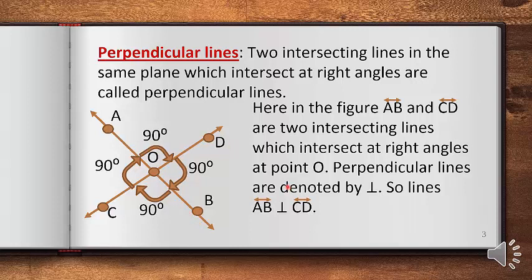Such perpendicular lines are denoted by the perpendicular symbol. This is the notation for perpendicular lines. So we write perpendicular lines as AB perpendicular to CD. AB is perpendicular to CD because they intersect at right angles. Understood, children?